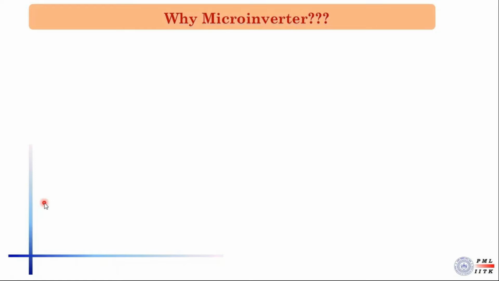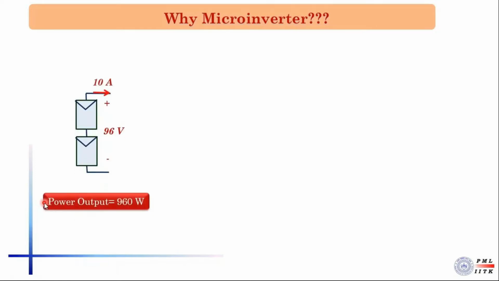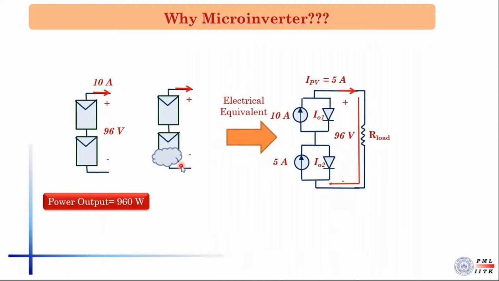Now let's say two PV panels of 48 volt are connected in series, then the output voltage will be 96 volt and the current will be 10 ampere and the power output will be 960 watt. Now, let's say one of the PV panels of this series connection is partially shaded by a cloud or any other object in the vicinity of the PV panel. Then what happens? The equivalent circuit looks like this.